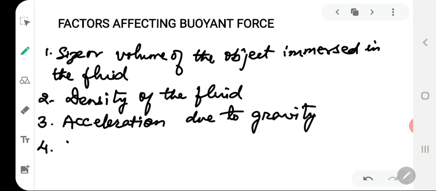Finally, buoyant force is inversely proportional to temperature. This is because temperature decreases the density of the fluid. So these are the four factors that bring about a change in the magnitude of buoyant force: size or volume of the object immersed in the fluid, density of the fluid, acceleration due to gravity at a place, and temperature.